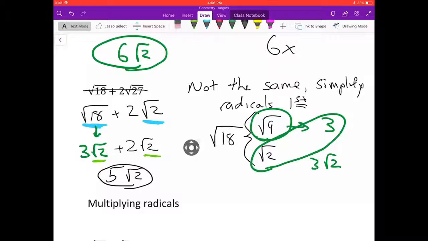All right, so that's it for adding and subtracting. The next operation that we're going to deal with is multiplying and dividing.